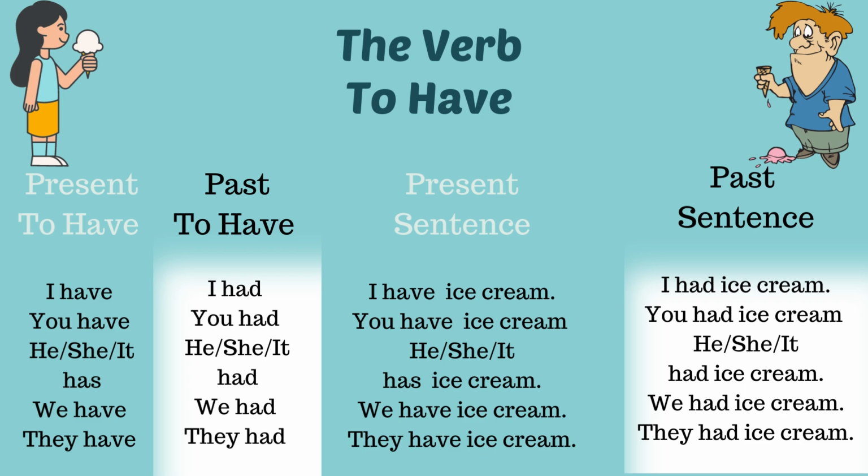Present, you have. Past, you had. You have ice cream. You had ice cream. He, she, or it has. He, she, or it had. Present sentence. It has ice cream. It had ice cream. She has ice cream. She had ice cream.